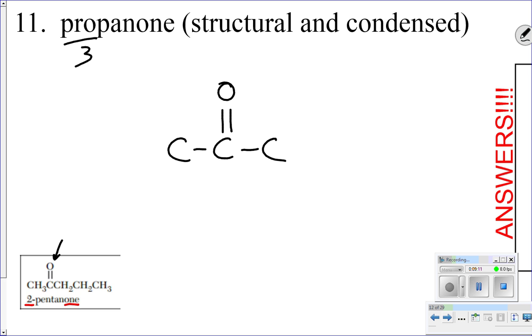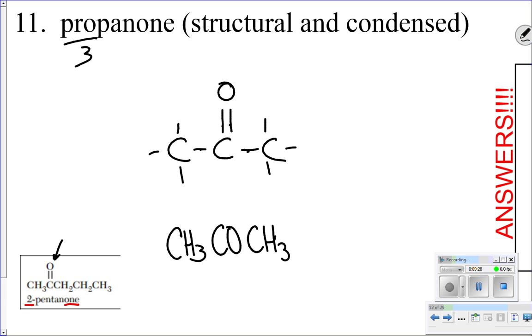So we can now make sure that we have 4 bonds on every carbon. 1, 2, 3, 4 for my carbon in my functional group. Fill in hydrogens on my 2 end carbons. If I wanted to condense this, CH3 for my first carbon, CO on my second carbon, and CH3 on my third carbon. Notice how this looks a little bit different than the ether does.